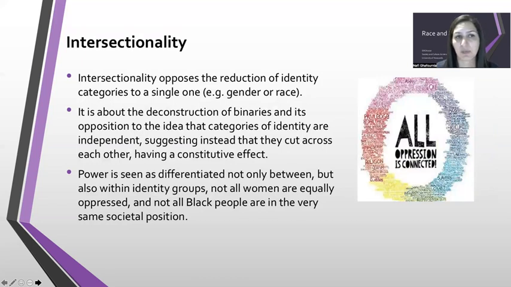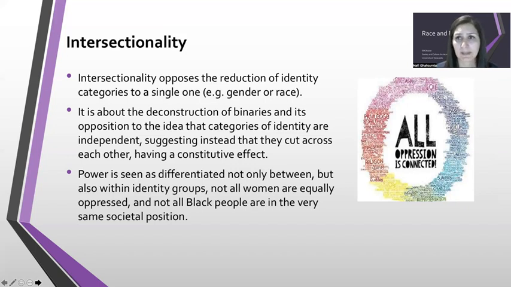Intersectionality opposes the reduction of identity to a single one. You cannot say inequality is just based on gender or just based on race. It's about the deconstruction of binaries and its opposition to the idea that categories of identity are independent. It's the old idea of binaries, and especially in Western philosophy, we can see binaries are very common. So she argues with the theory of intersectionality that there's not just a binary of, for example, white or Black, or women and men. They always cut across each other, and they have constitutive effects.